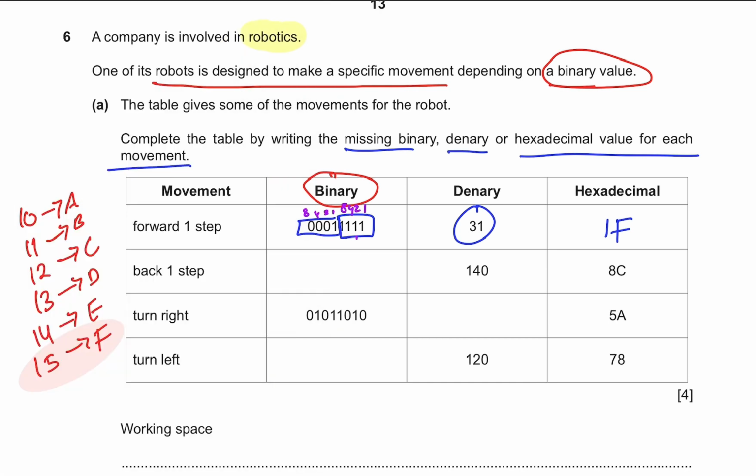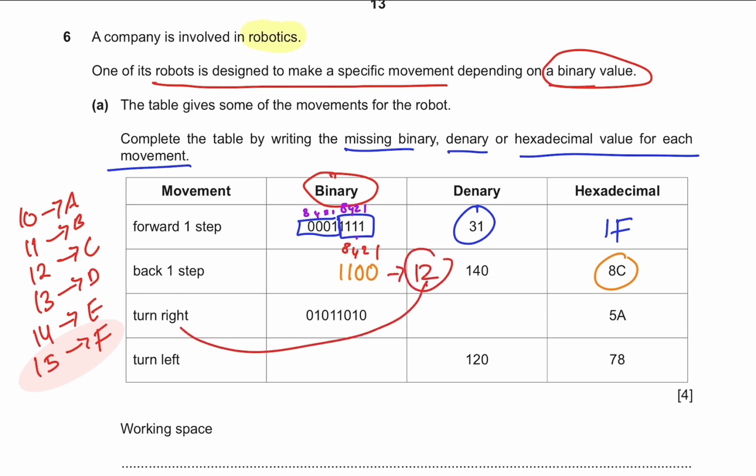Back one step. Here you have to convert 140 into denary. The easiest way is when you have the hexadecimal value, it becomes easier. Okay, so how are you going to do this? You have to convert 8. So 1248. That's really easy. So this is how I made 8. 1248. Okay. Sorry, this is how I made 12. Look. 1, 2, 4, 8. So this is 12. Yes, this is 12.